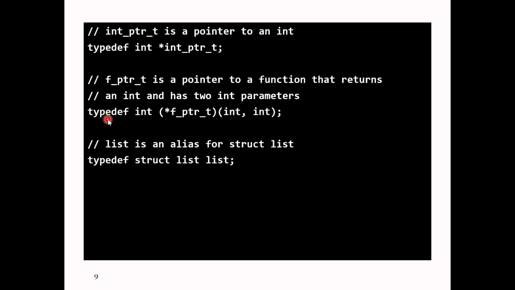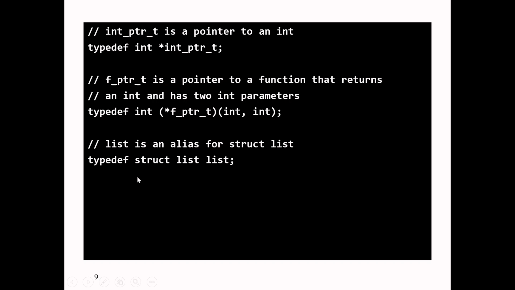So the typedef for function pointers is weird. The name of the alias is here. So fptr_t is the name of the alias. Its actual type is a pointer to a function that returns an int and takes in two int parameters. So we'll revisit pointers to functions a little bit later in the course.